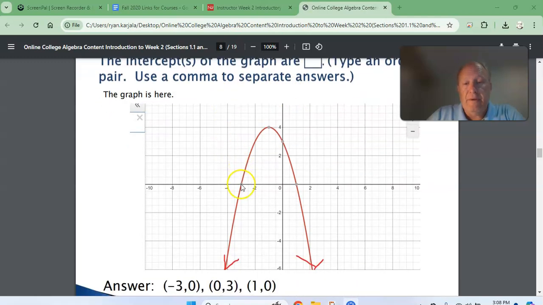So the intercepts. Here's one x-intercept. Looks to be negative 3, 0. Here's the other x-intercept, which looks to be 1, 0. Here's the y-intercept. That appears to be 0, 3.